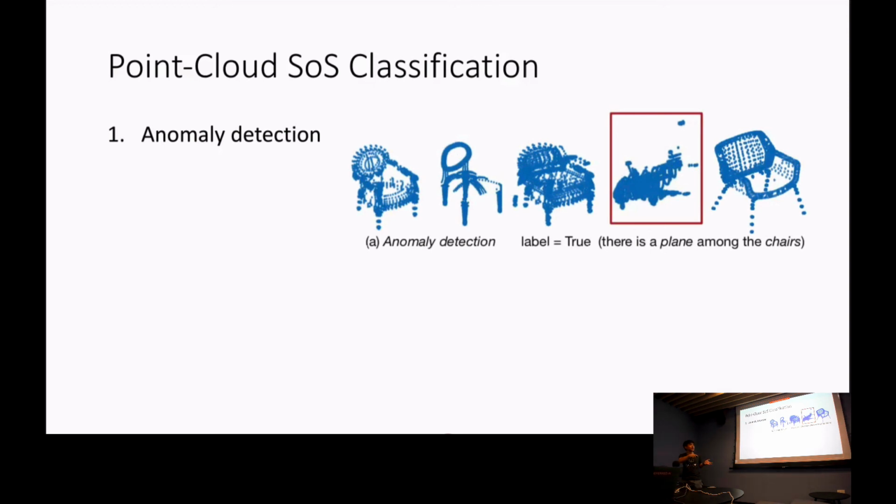So let's say five images here. Four of them come from a chair object, but this one comes from an airplane. It's a bit hard to see, right? But this comes from the airplane image, and this is an anomaly. So the task is that given these five examples, you have to predict whether there's an anomaly inside that set or not.